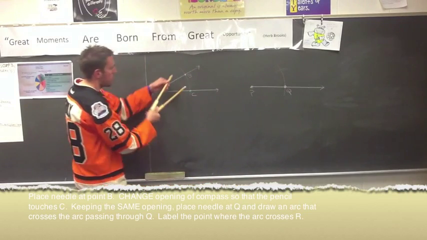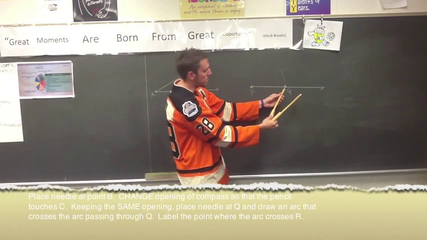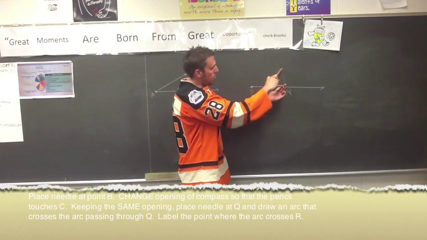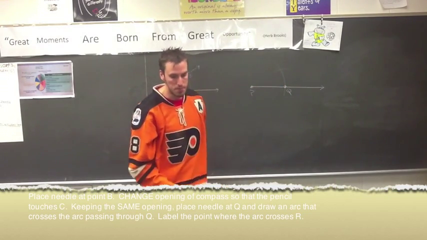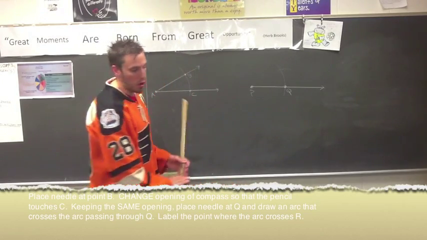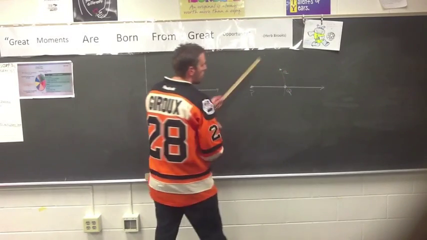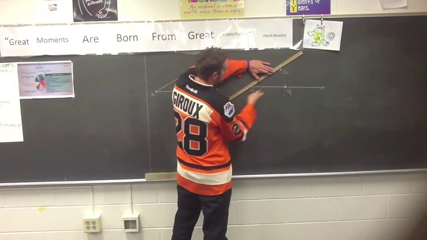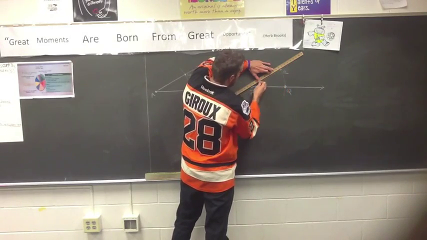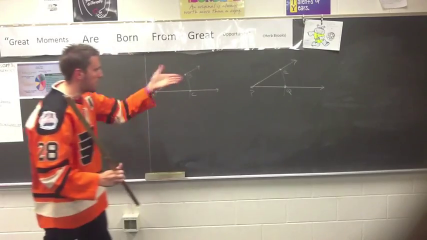So again, we measured the distance, not changing the distance, we place the needle at Q, and just draw an arc that intersects the arc that we just did. After that, label the point where it crosses R, and then you draw a ray from R to P to complete the angle. I've copied the angle.